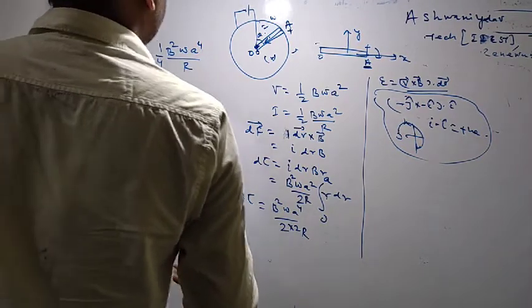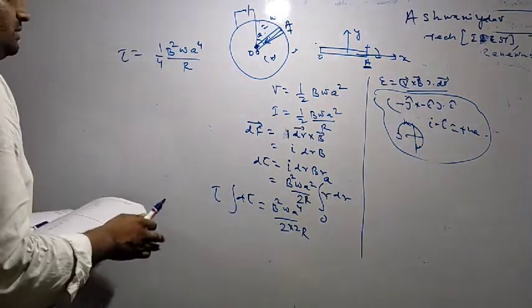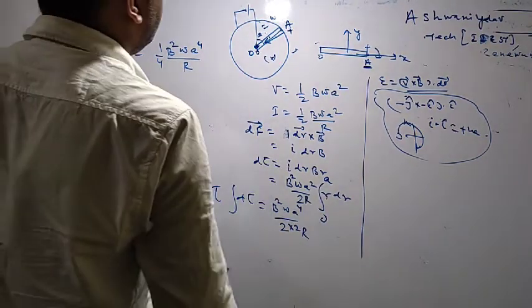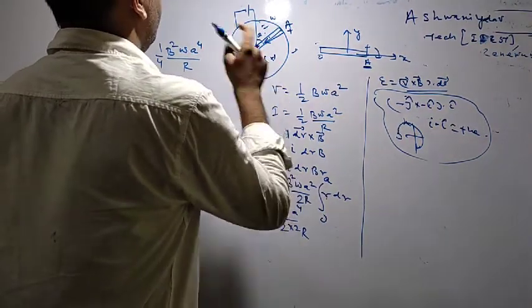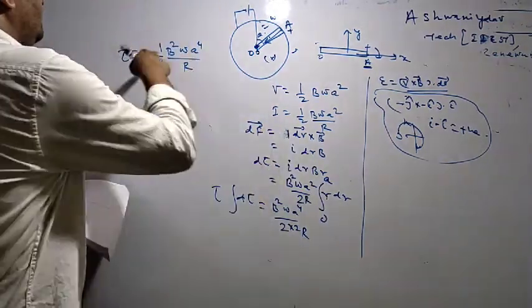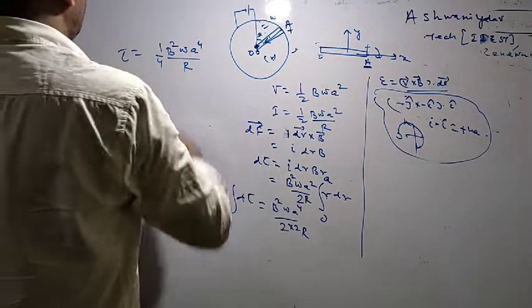So this is the torque due to the magnetic force, because it is a rotating conductor, motional EMF will be produced, hence current, thereafter forces, and then we have calculated the torque. This much torque will act on it.